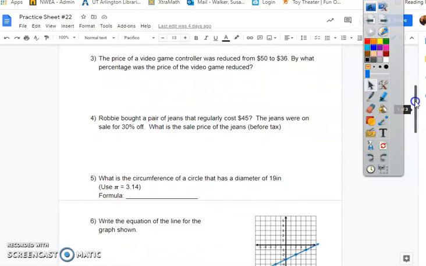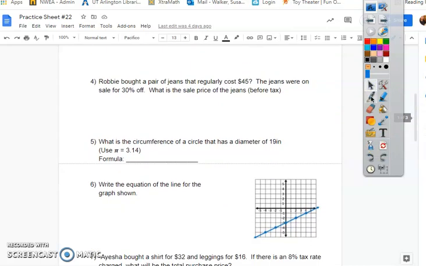Okay, number 4. This says, Robbie bought a pair of jeans that regularly cost $45. The jeans were on sale for 30% off. What was the sale price? So remember, the question can ask it in 2 different ways. It can say, what is the sale price? It can say, what is the savings? Okay? So this is what we know.